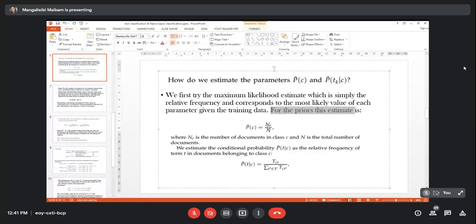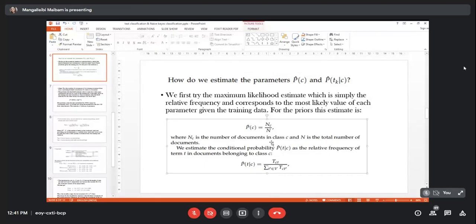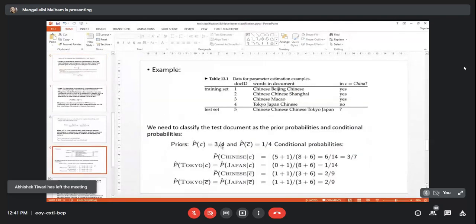Prior estimate Nc by N, where Nc is the number of documents in class C, that means for that particular class. And N is the total number of documents. So Nc for China class, how many documents are there? 3 are there. So 3 divided by 4, the total number of documents in the collection. We have 4 documents. So here we don't need to count the test document, okay? We have to count only the labeled documents. One is not China class, the remaining 3 are China class. So labeled documents are 4. So 3 divided by 4 for China class.